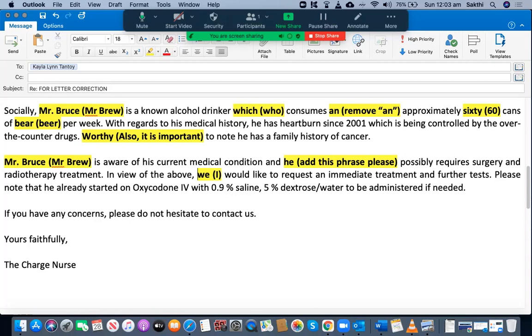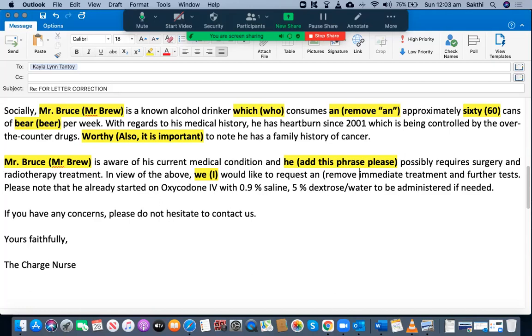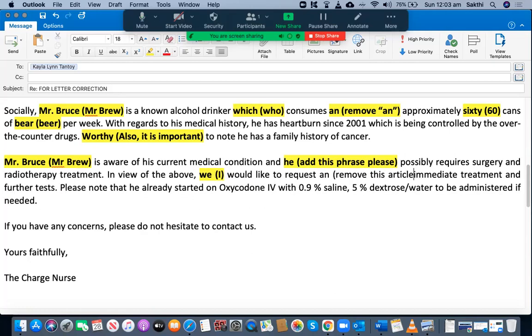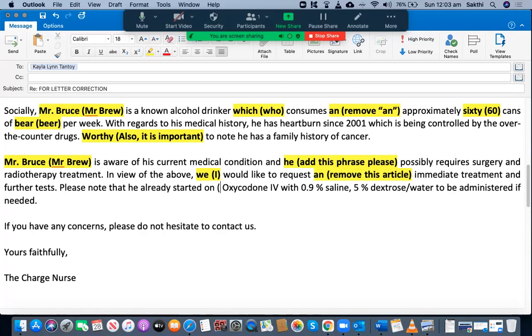All right. And immediate treatment. It's okay to use. It's okay to remove this one. Remove this article, please. It is immediate. Okay. He requests immediate treatment. That's it. You don't need to use "and here and further test." That's all right. Please note that he already started on. You don't need to use this one. Remove this, please.